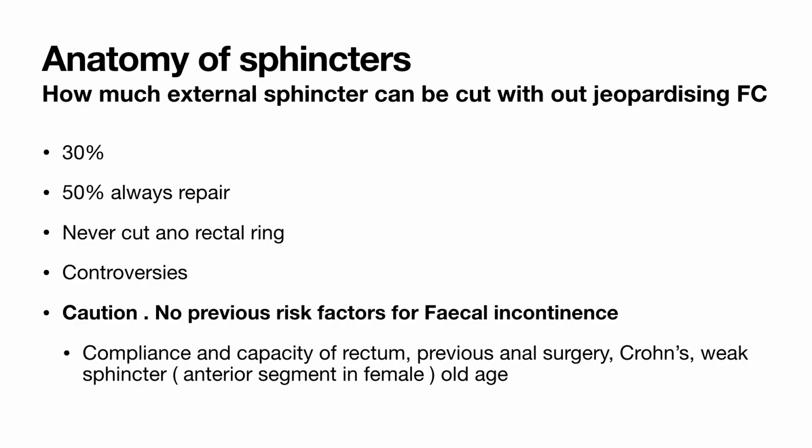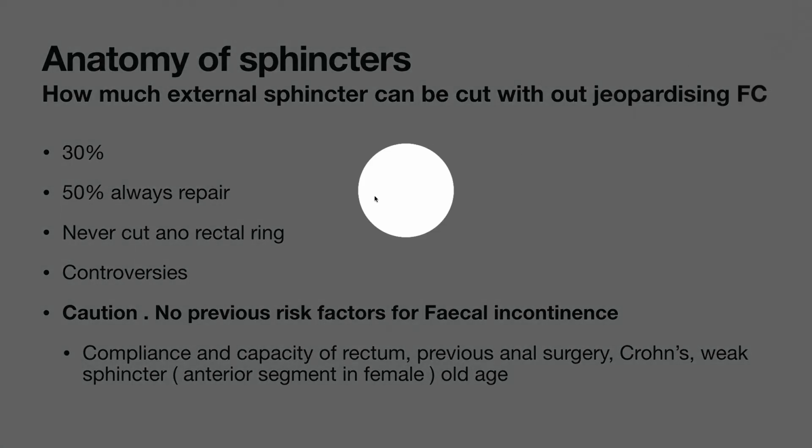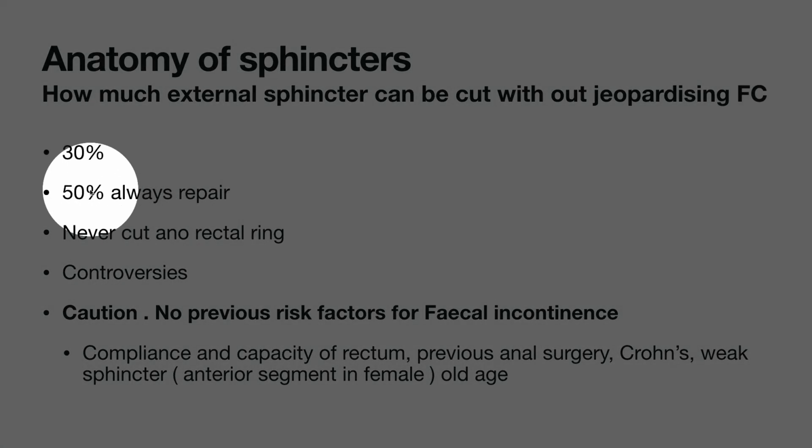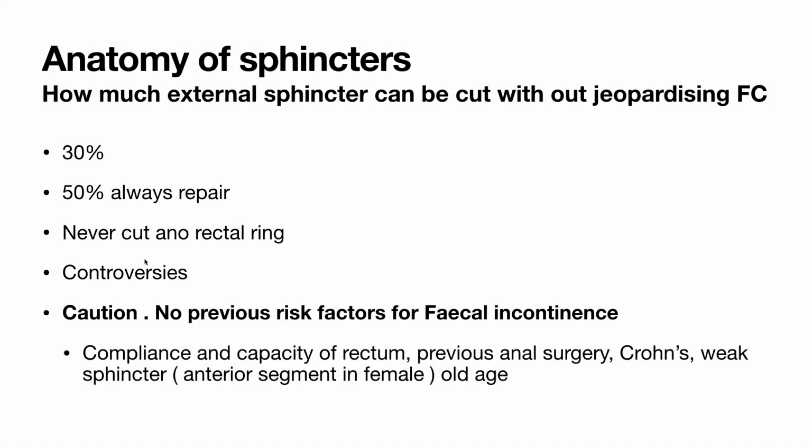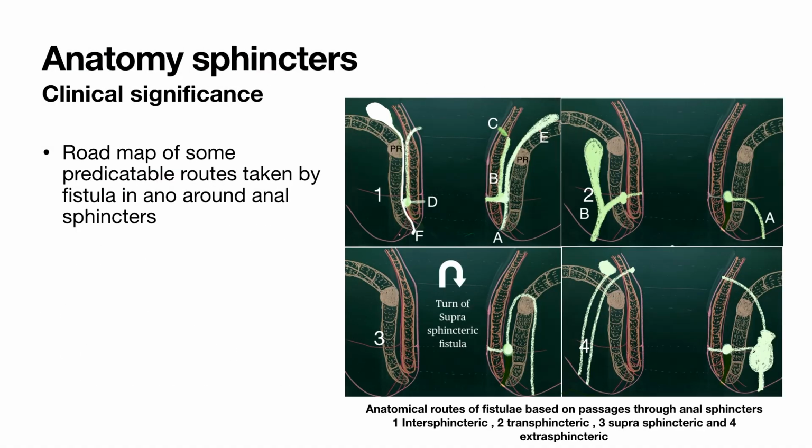Anatomy of the sphincter is very important, that is, how much external sphincter can be cut without jeopardizing fecal continence. Even if there is no previous risk factor for fecal incontinence, like capacity and compliance of the rectum or previous surgery, we broadly say that 30% of the external sphincter you can cut. If you cut around 50%, always repair, never cut the anorectal ring, and there are controversies around it, and we will dwell on them in coming lectures.